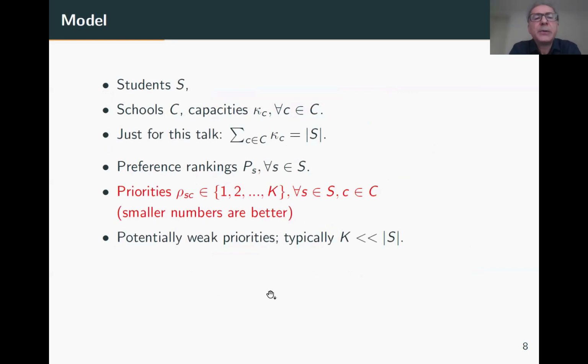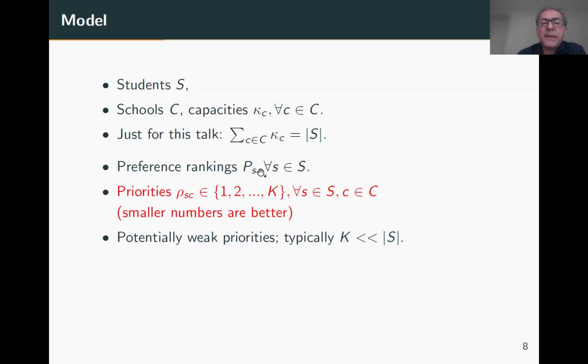We are going to have a set of students S, a set of schools C. Each school is going to have a capacity. This is the number of seats. For this talk, we are going to assume that there's enough number of seats so that we can seat all the students. We are also going to assume that all of the schools are acceptable. That is why all of the schools are going to be filled up to the capacity. But these can be easily relaxed, not serious constraints at all.